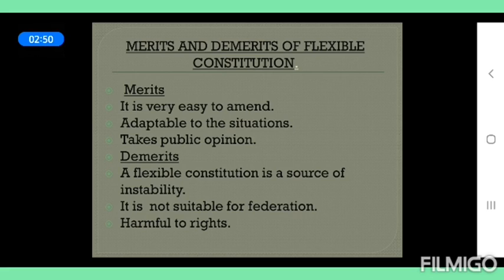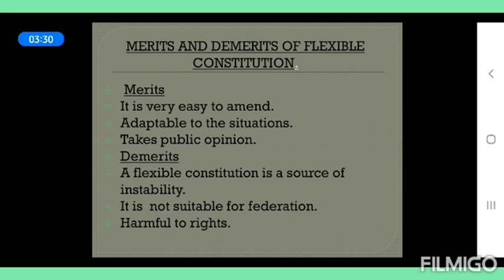Now let's discuss the demerits of flexible constitutions. Number 1 demerit is that a flexible constitution is a source of instability, students. It is very often a source of instability, because flexibility enables the government in power to give it the desired dress and content. As it is not stable in nature and the government can easily bring changes according to its needs and desires, to some extent it is harmful for the country as well.